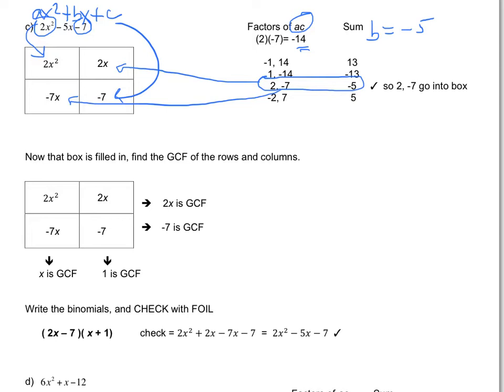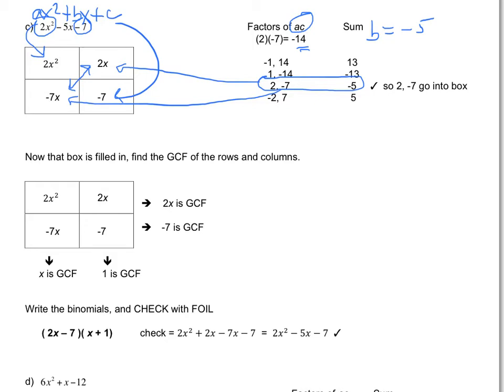Now, I know a question we get every year is, what if I put the negative 7x up here and the 2x down here? That does not matter. It won't matter whichever way those go, as long as they're in the upper right hand or the lower left hand diagonals. So now that the box is filled in, this is what it would look like.